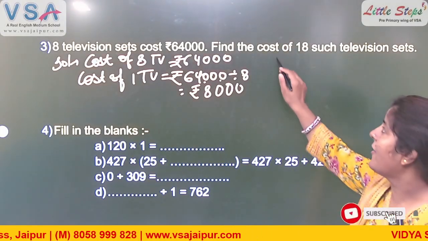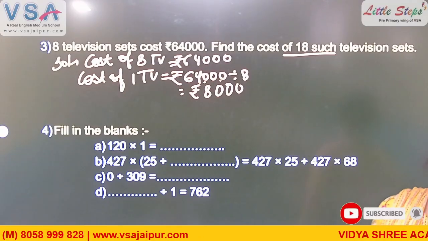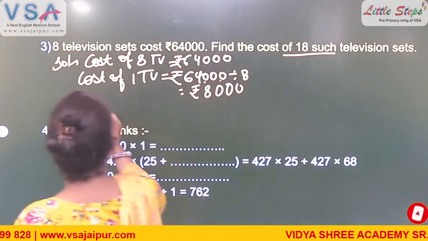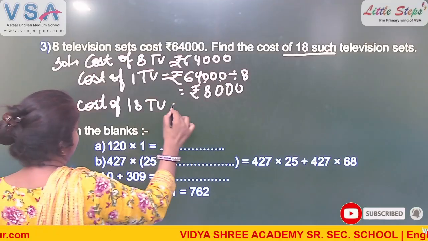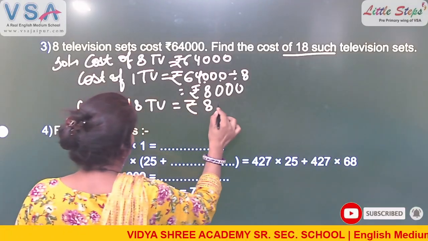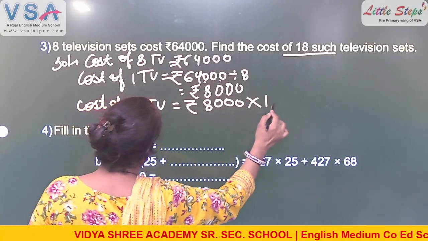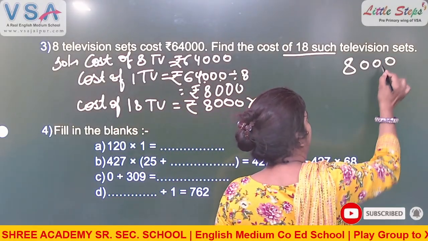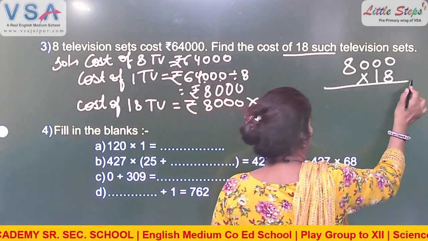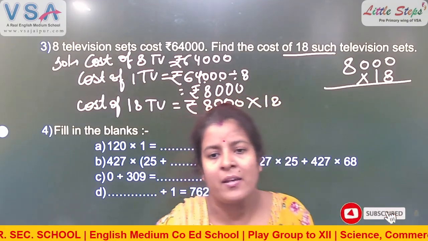And हमें कितना फाइंड करना है? 18. So the cost of 18 TV sets. तो 8,000 को किससे मल्टीप्लाई करना है हमें? 18 से. So we can start: 8,000 multiply by 18. So first of all, multiply by 8.